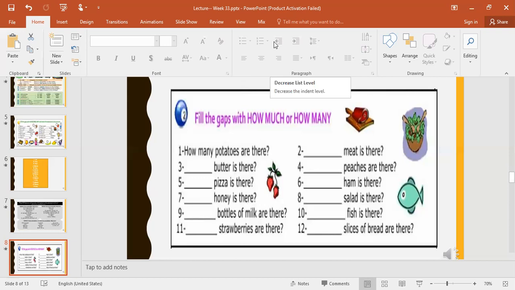We already know what are the countable and what are the uncountable nouns, right? And when I say how much, it means I'm asking about an uncountable noun. And when I say how many, I'm asking about a countable noun. Okay, so let me show you. Let me just, I'm going to try how much is used for un.